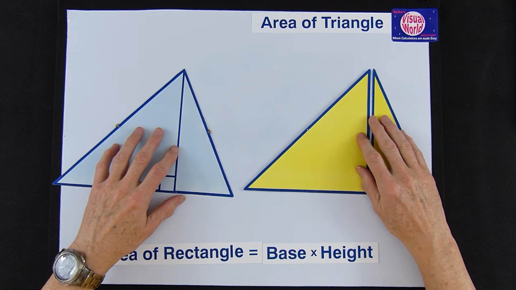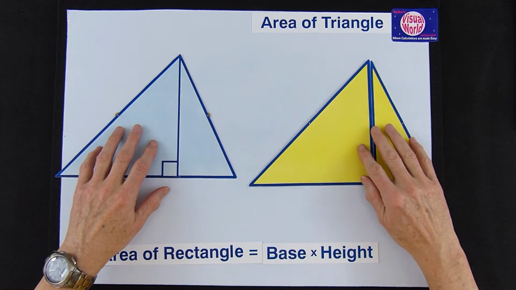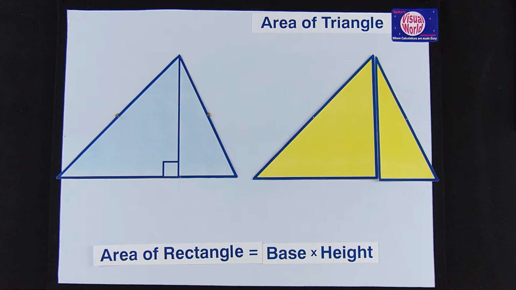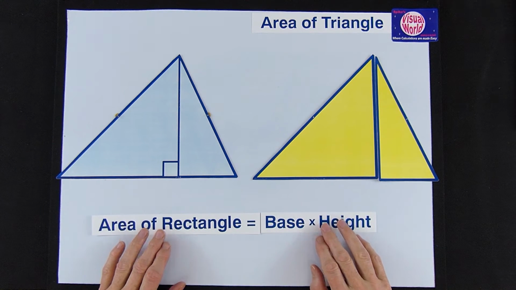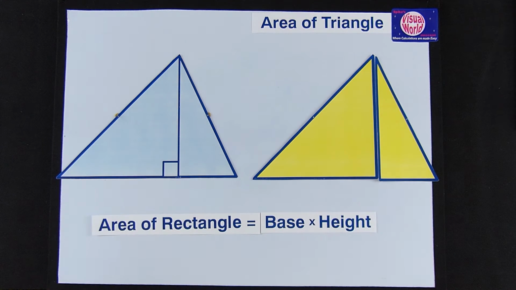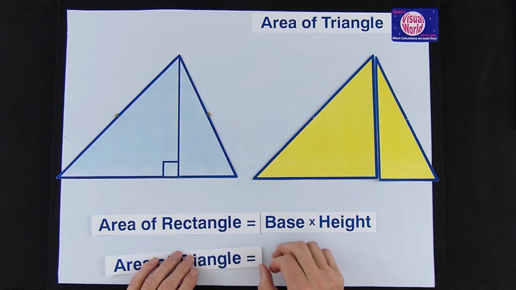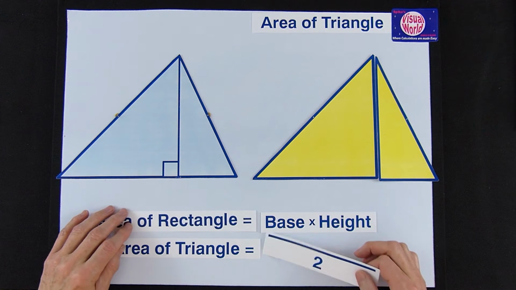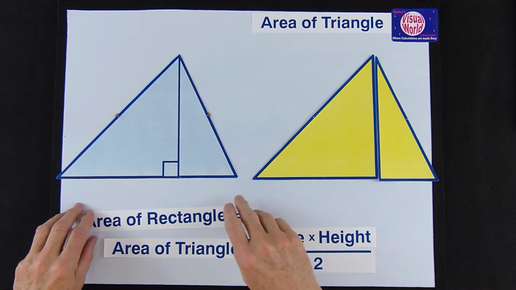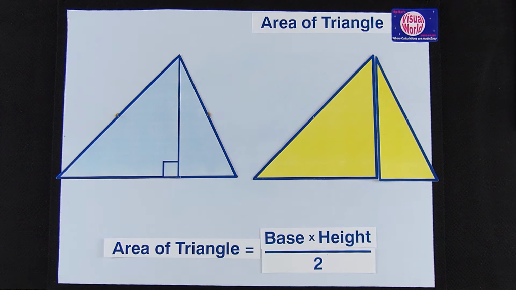and you can see two triangles here, so the area of each of these triangles has got to be half of that rectangle we had before. So we have the area of a triangle is equal to the base times the height divided by 2.